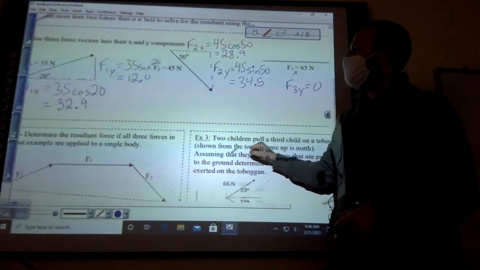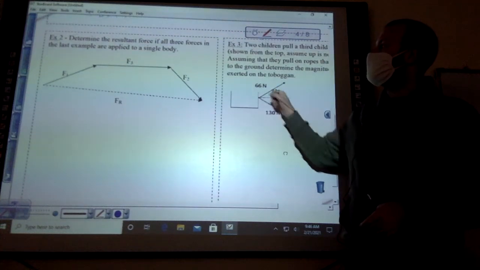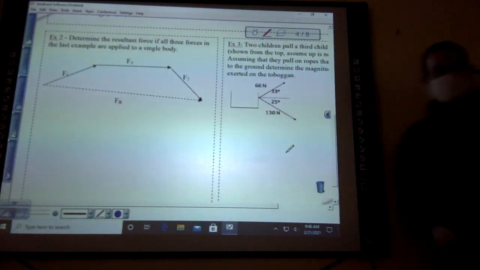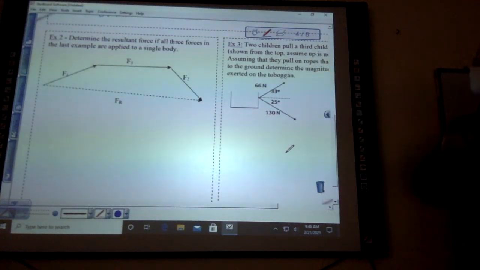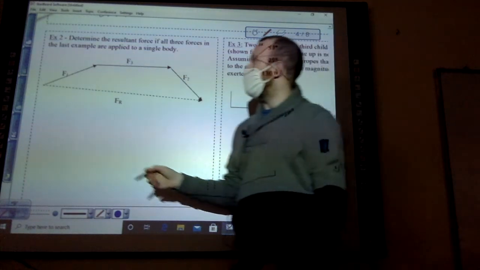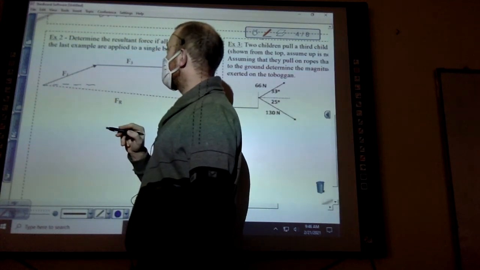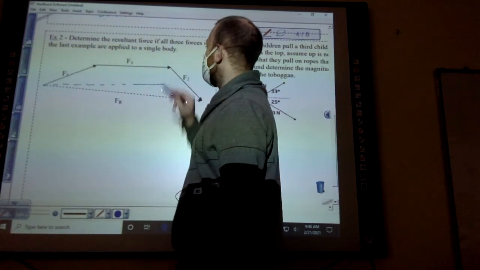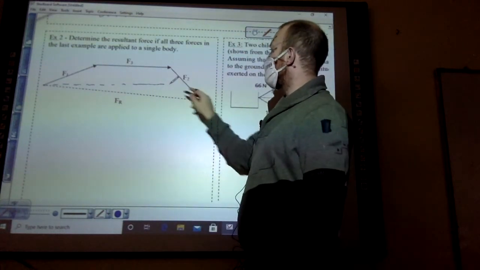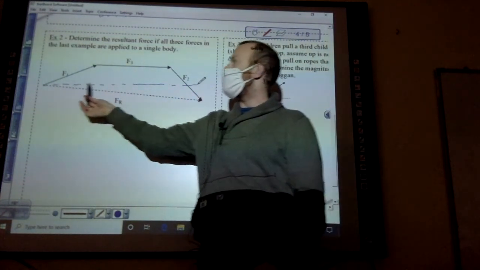So basically, we've already done example 1. Example 2 is saying we want to get the resultant. So this is what we're doing here. I'm taking all 3 forces and adding them together. Notice, if I take the x component of F1, which is this, and the x component of F3, which is this, and the x component of F2, I get the full x value for my resultant.